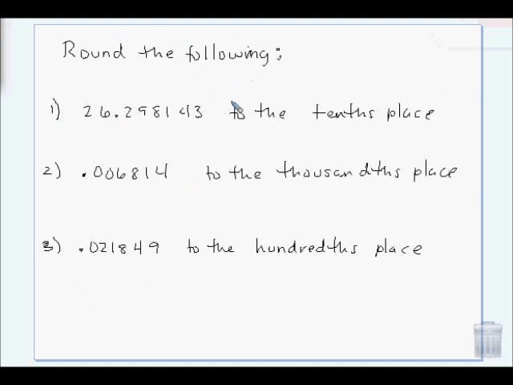Okay, so we're rounding the following. We're going to round this to the 10th place. The 10th place is right here, which means it's right there, which means we need to look at that number. So this is 26.3. The 1000th place is right here, which means we need to look at that number. So 0.007. 100th place, so 0.02.